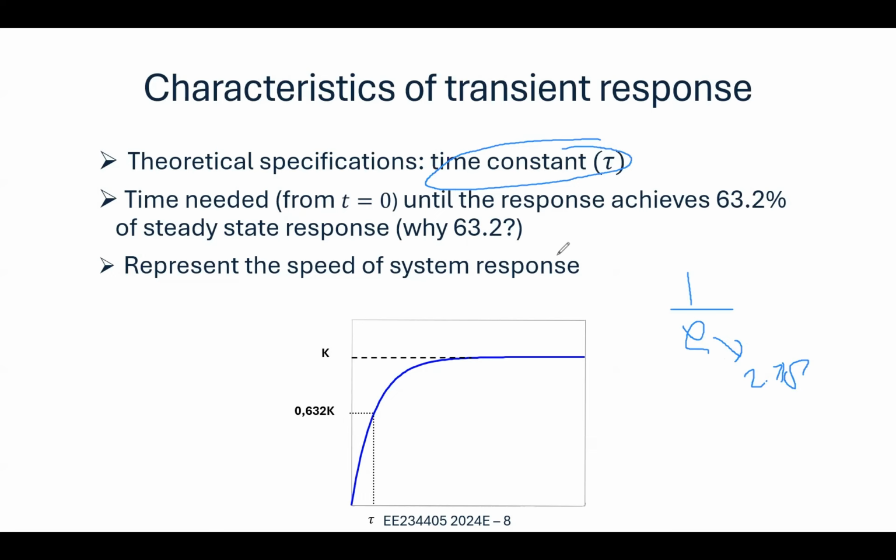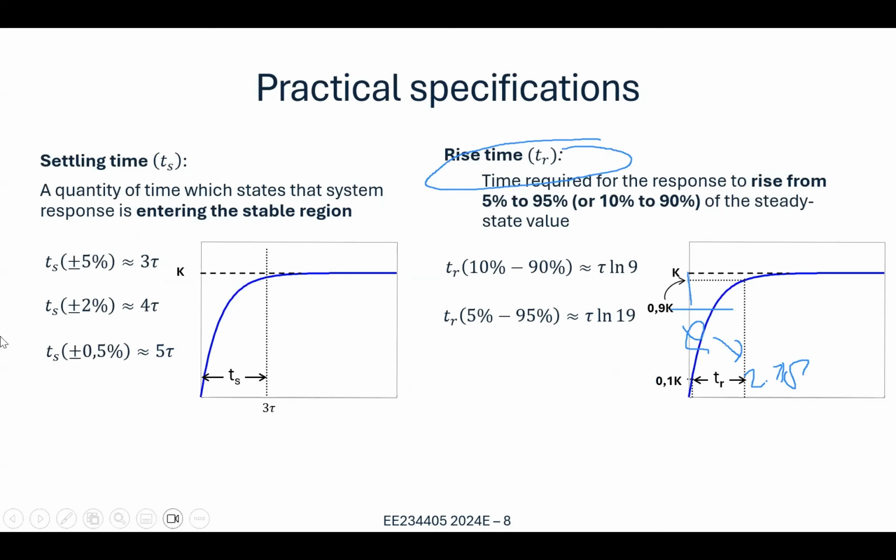It basically represents how fast the system is. If the time constant is 5, the system could be quite fast, but if the time constant is let's say 1, the system could be slower, and so on. So it actually represents the speed of the system response. So this is for the first order system. There are several specifications, but I think we will continue this next week. We stop here, I think, for today.